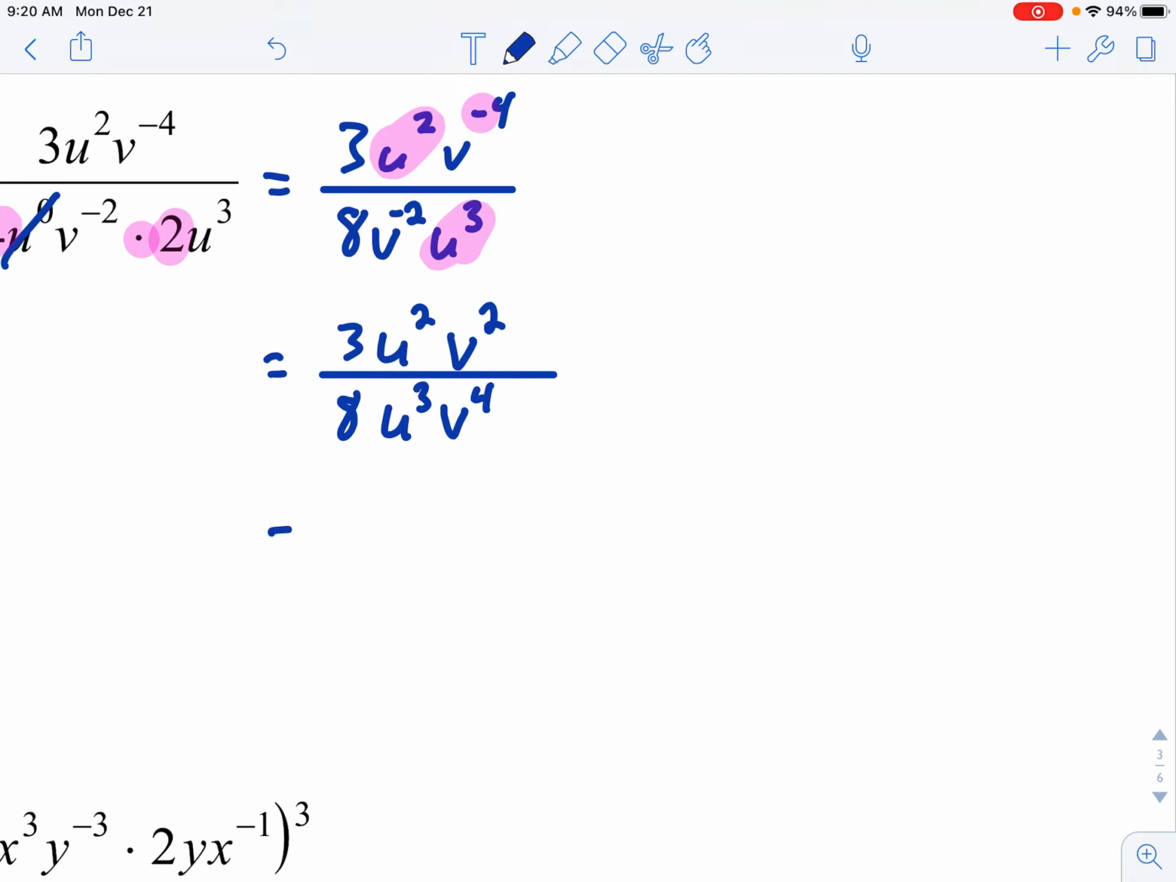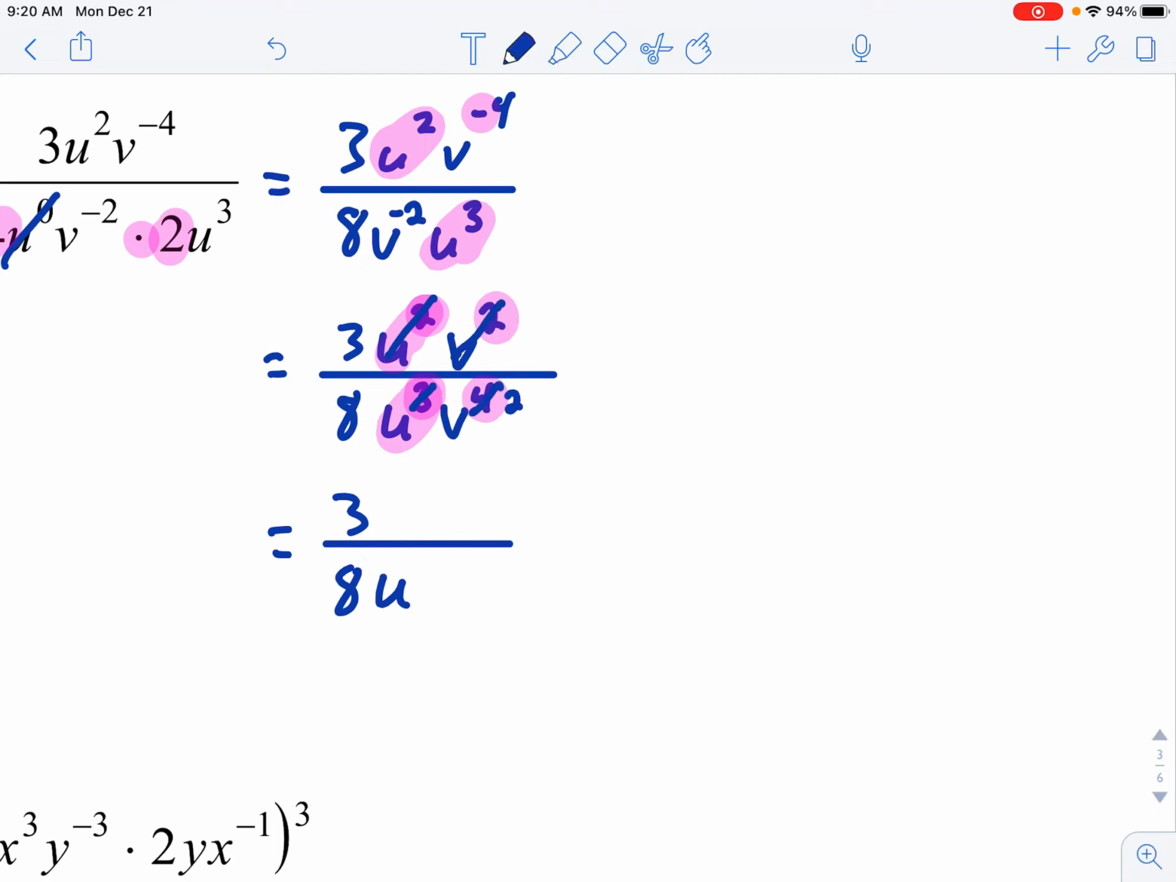Now we divide. Well, 3 and 8 won't divide, so we can just leave those as a 3 and an 8. We have u to the second over u to the third. When we subtract these, where is the u going to go, the top or the bottom? Where are there more u's? Well, 3 is greater than 2, so there are more u's on the bottom. So 2 of these cancel out with 2 of those. It's going to leave a u on the bottom. 3 minus 2 is 1. That's why there's 1 u on the bottom. Same thing goes for the v's. There's more v's on the bottom than there are on the top, so you subtract those.